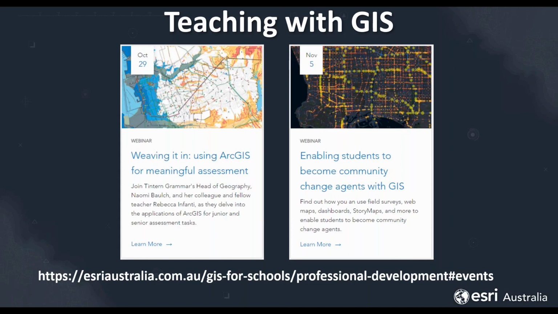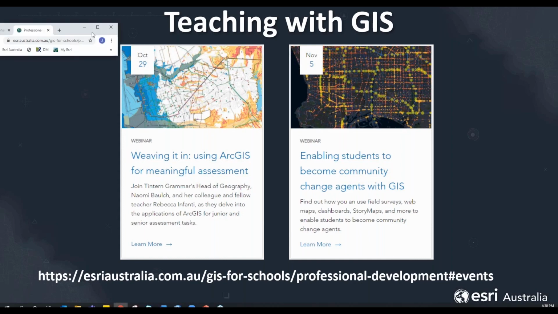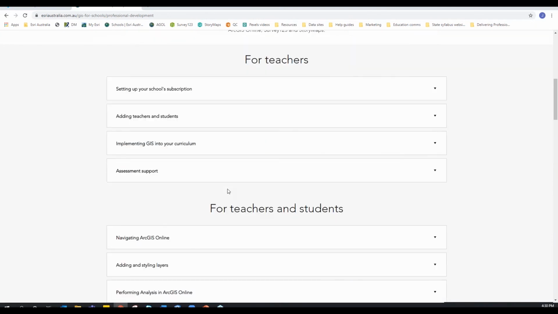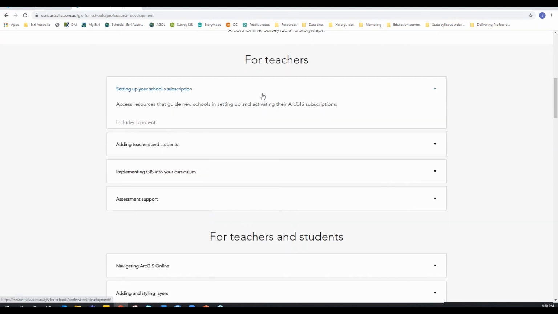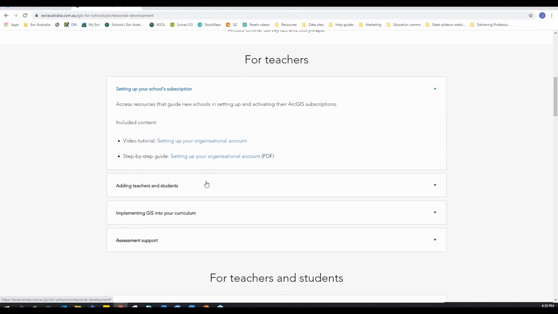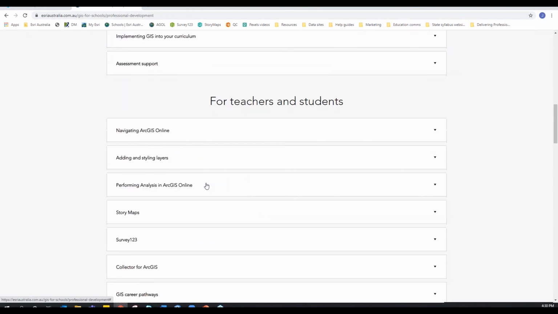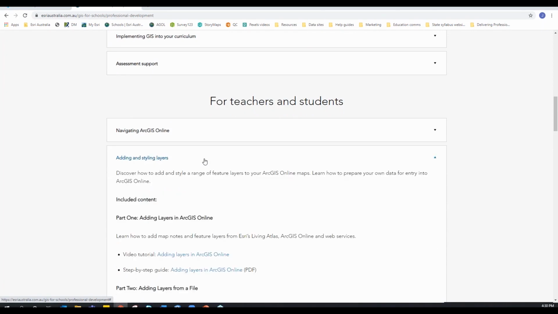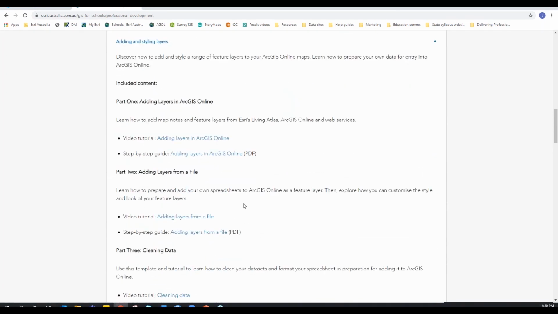I will briefly show you the PD page for those that are interested. This is what Brett has been referring to, and this is what I've been referring to. This has been created this year for teachers, and it just has video tutorials on how to set up your account, how to add teachers and students. There's a couple of questions that were about data and how to add data into ArcGIS. I'd encourage you to check out some of the resources here, as well as Brett's YouTube, as to where to find some of that data.